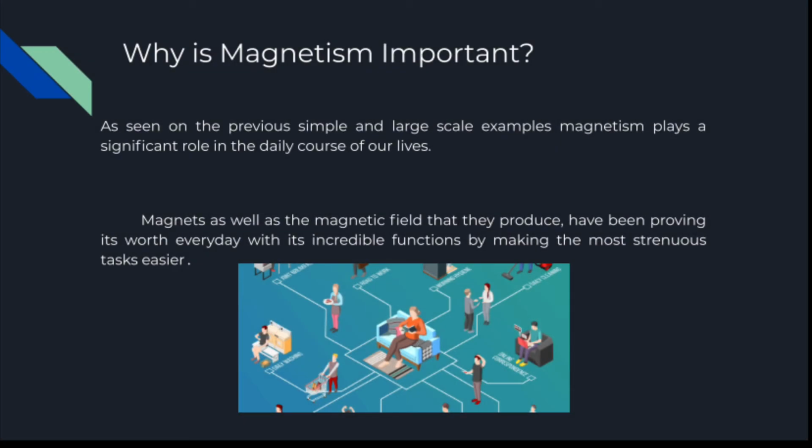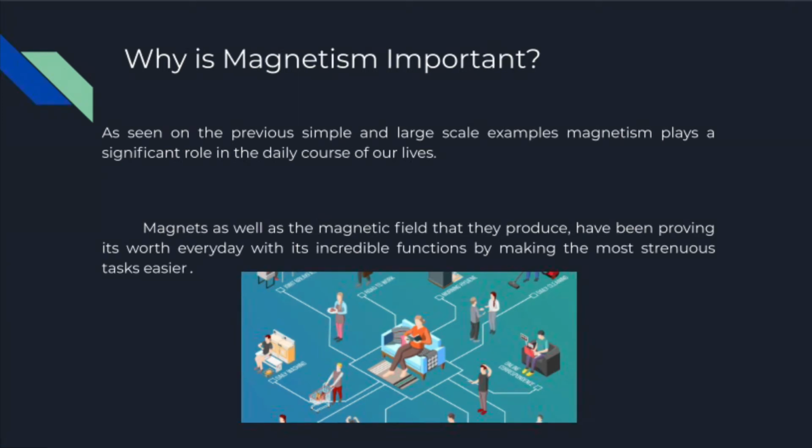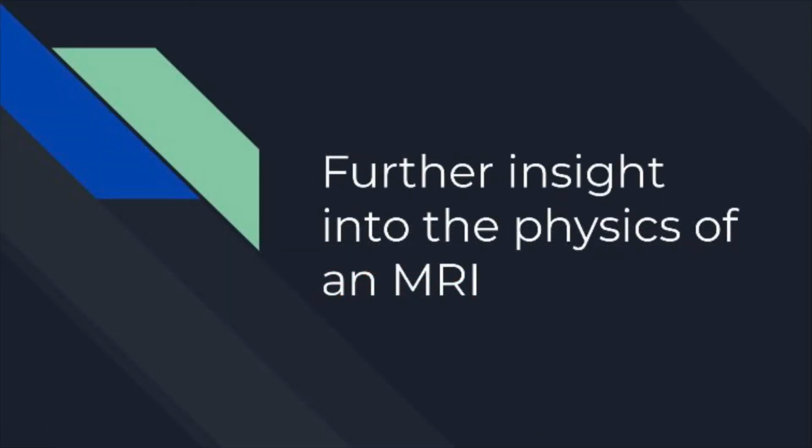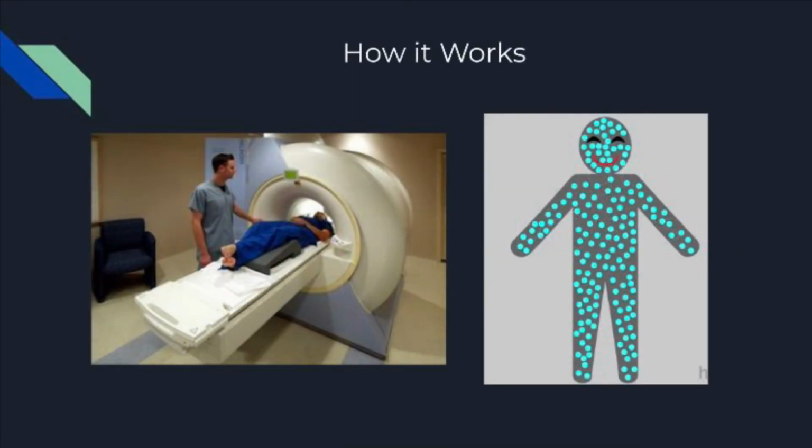Why is magnetism important? As seen in the previous and large-scale examples, magnetism plays an important role in our daily lives. Furthermore, magnets have been proving their worth every day with their incredible function by making the most strenuous tasks easier. Now that we know the history and components that go into an MRI and the use of magnetism in daily life, we're going to look further into the physics of an MRI, specifically looking at magnetism. So how does it work?